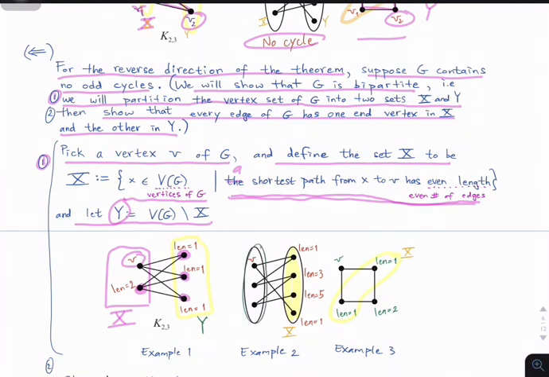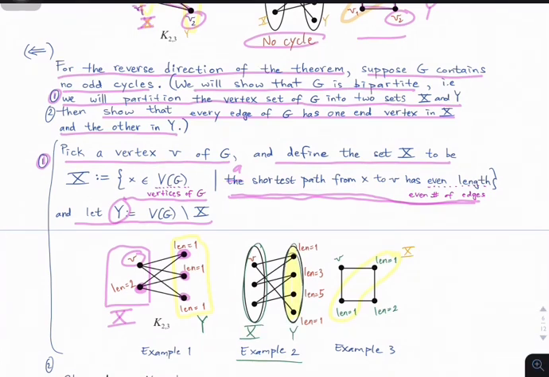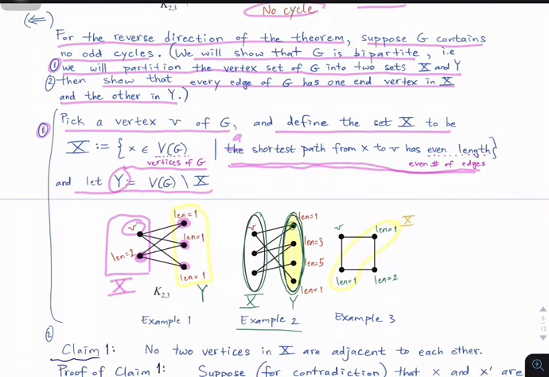And the same with example 2, the set on the left is X, and then the set on the right is Y, because you can check that for each vertex in the set on the right, a shortest path from that vertex to V has odd length. And the same thing with example 3. So these two vertices should belong to Y, and then the other two vertices, V and this vertex, should belong to X.